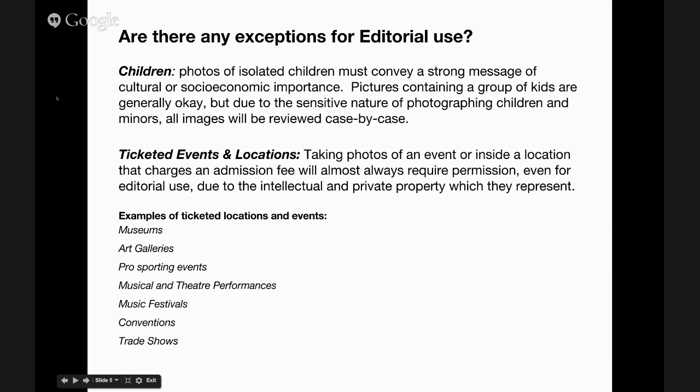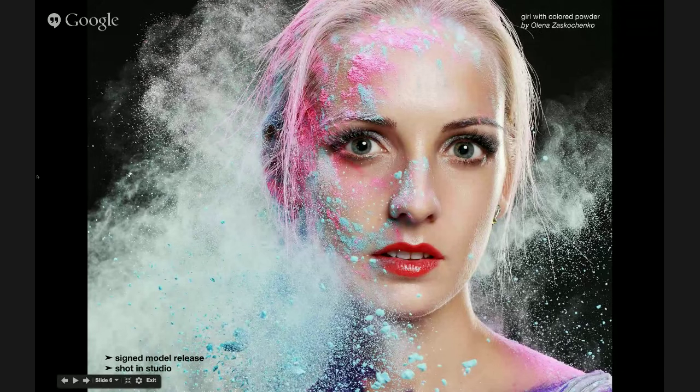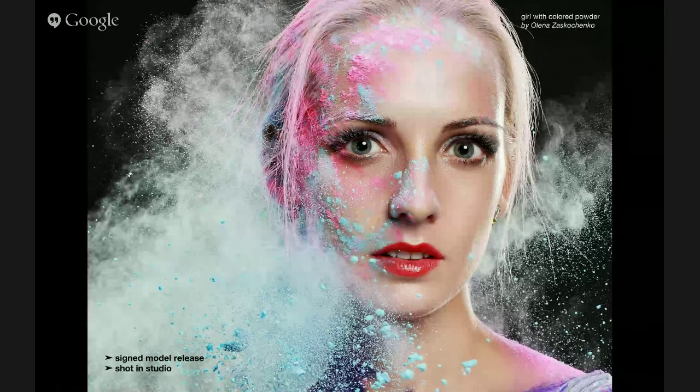Great. The first one we're looking at is a studio shot, and this person is released, obviously. So we've got a signed model release. It's a studio shot, so this is the kind of portrait we would expect to be available for commercial use. Obviously staged, looking at the camera, she knows that she's having her photo taken.